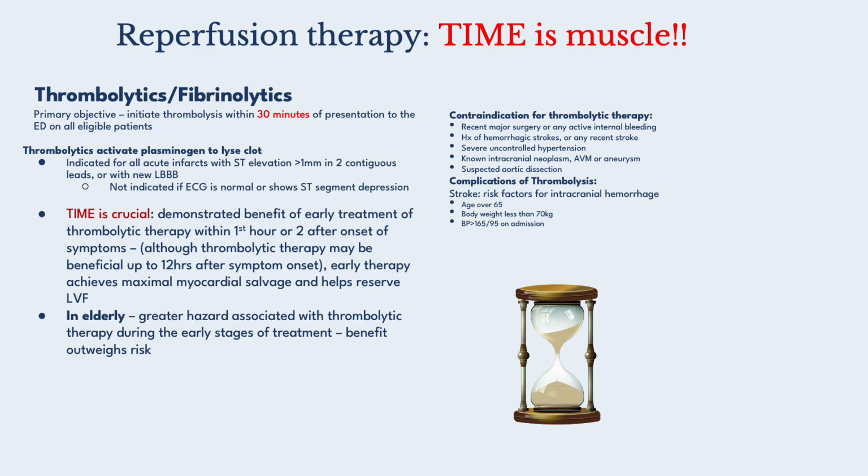Reperfusion therapy. As we know, time is muscle. So thrombolytics, fibrinolytics. The primary objective is needle within 30 minutes of presentation on those eligible patients. So think about the contraindications for fibrinolytic therapy. Any patient who's had a history of hemorrhagic stroke or a recent stroke, if there's uncontrolled hypertension, if they've had a recent major surgery or internal bleeding, or certainly if you suspect aortic dissection.